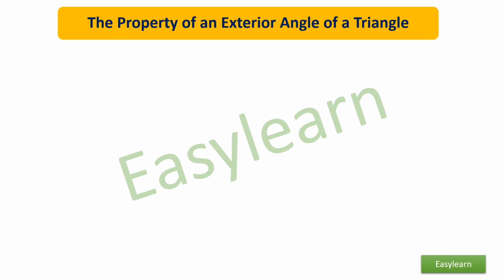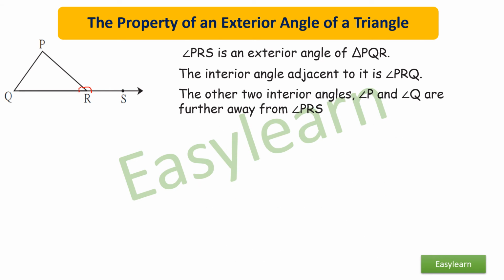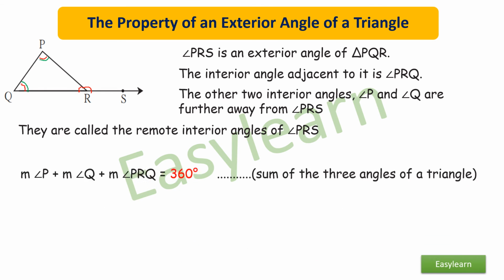The property of an exterior angle of a triangle. If this is a triangle, angle PRS is the exterior angle, that is this angle. The interior angle adjacent to it is angle PRQ. The other two interior angles are angle P and angle Q. They are called the remote interior angles of angle PRS. So in this case, angle P and angle Q are called the remote interior angles.